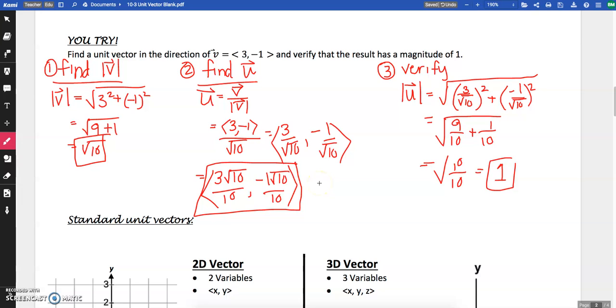And then verifying over here in step 3. When you're verifying, go back to before you rationalize because the math is a little easier. When I square, I distribute to the top and the bottom. So I showed that the magnitude of this unit vector is equal to 1 like we would expect.